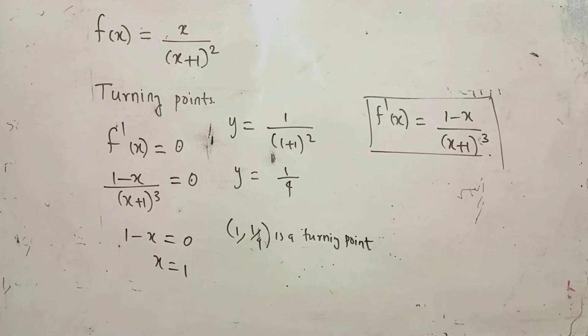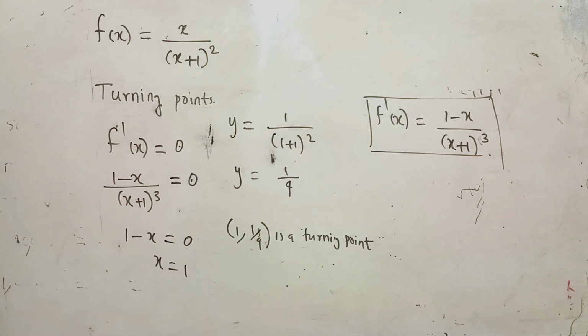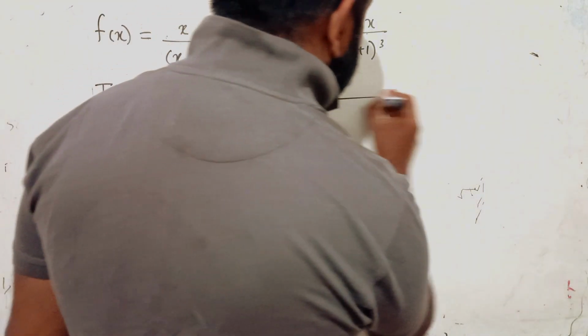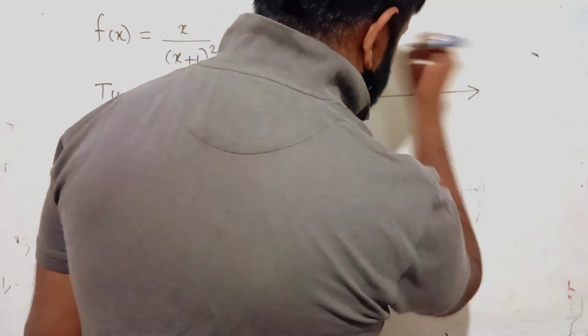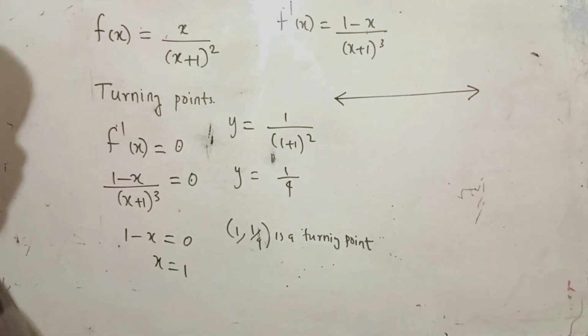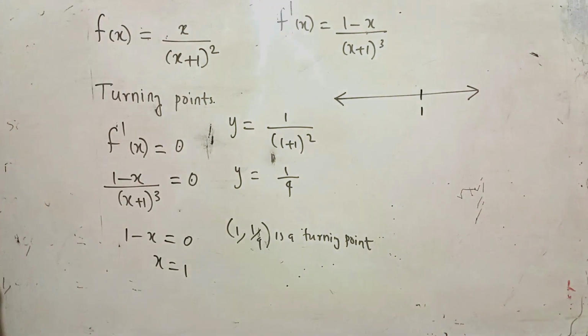After finding the turning point, we have to show what kind of turning point this is. Here we have only one turning point, so you have to show whether that turning point is a maximum point or a minimum point. In order to do that, you have to draw a number line for x. In that number line, you have to denote the x coordinate of the turning point, that is 1. Apart from that, there is something else you have to denote in the number line of x, that is the vertical asymptote.